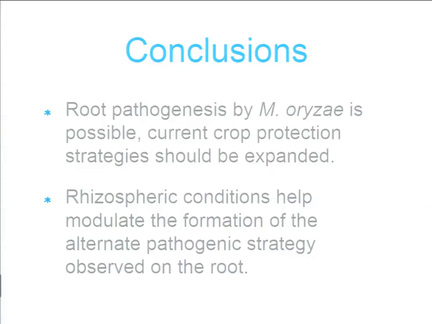So my conclusions were basically that current crop protection strategies that only address foliar infection should be expanded, because root pathogenesis by this fungus is definitely possible. And the conditions around the root, the rhizospheric conditions, definitely play a role in the virulence of the fungus.